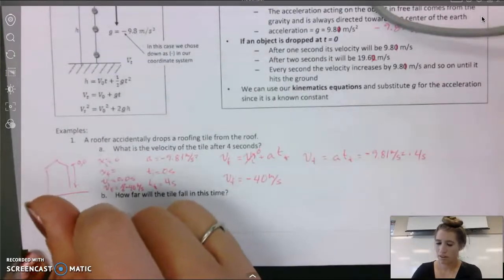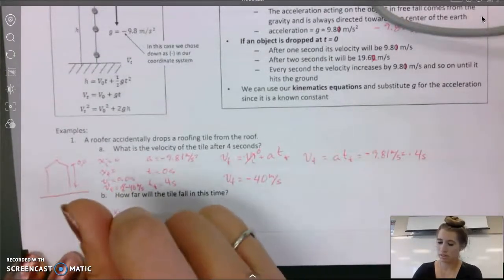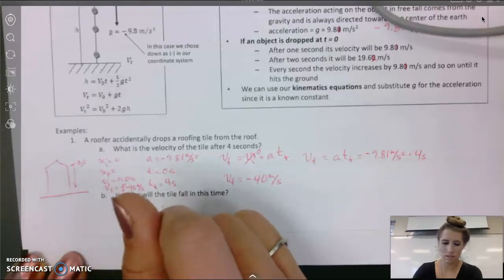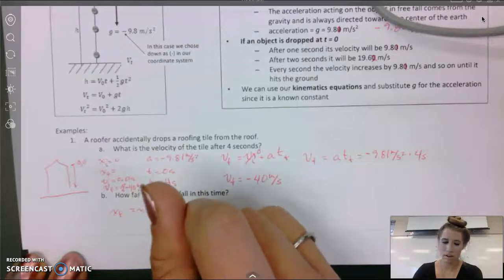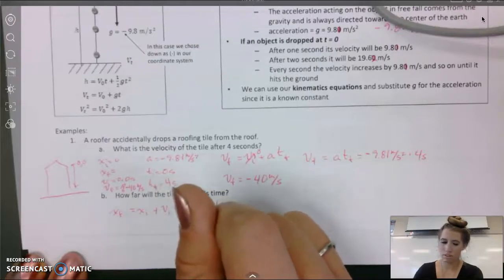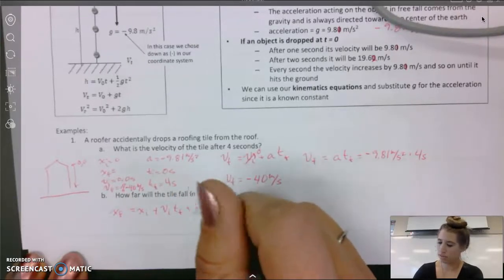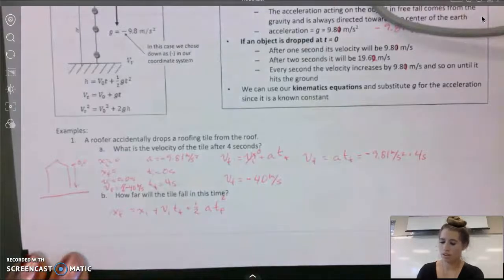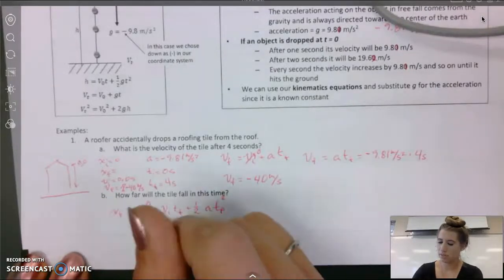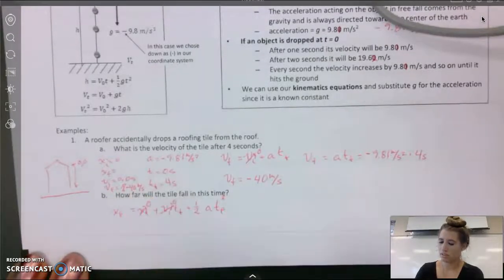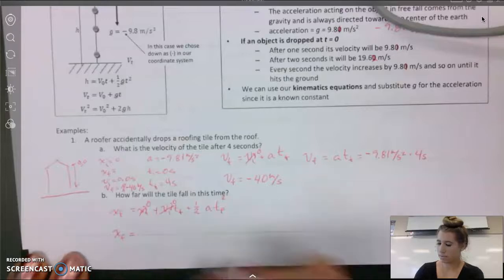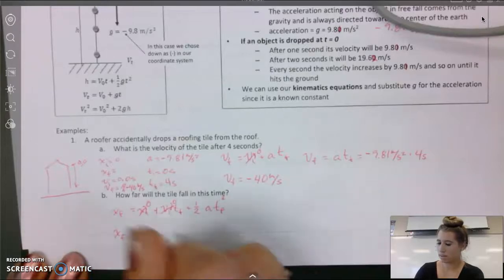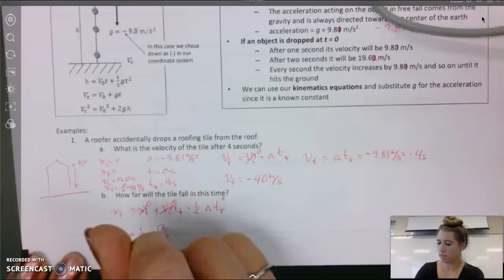So I have x final is equal to x initial plus velocity initial multiplied by time final plus 1/2 acceleration time final squared. Okay. X initial is 0, velocity initial is 0. Anything times by 0 is 0. So those components drop out. So x final is equal to 1/2 acceleration time final squared.